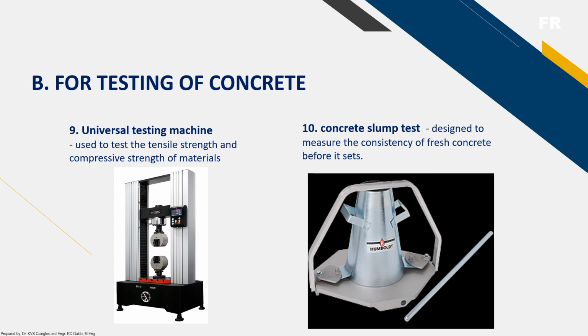So still under the testing of concrete, we have the UTM, or the Universal Testing Machine. It is used to test the tensile strength and at the same time compressive strength of materials. Okay. We also have the concrete slump test, or decaning slump. It is designed to measure the consistency of fresh concrete before it sets. Okay.